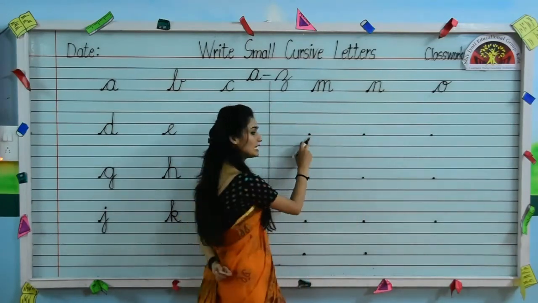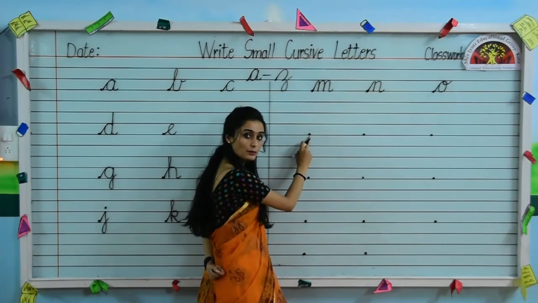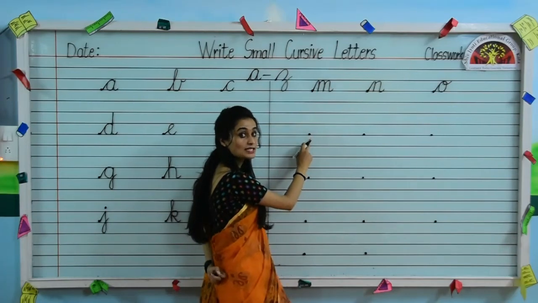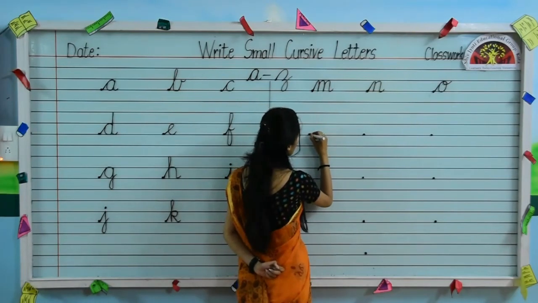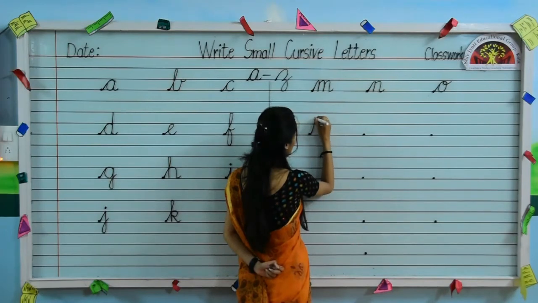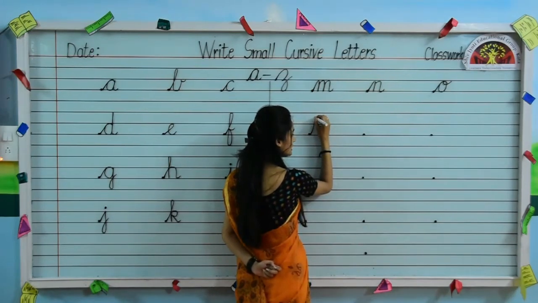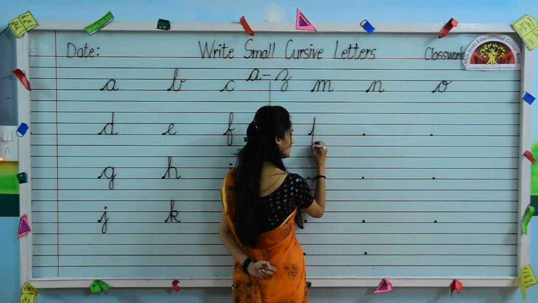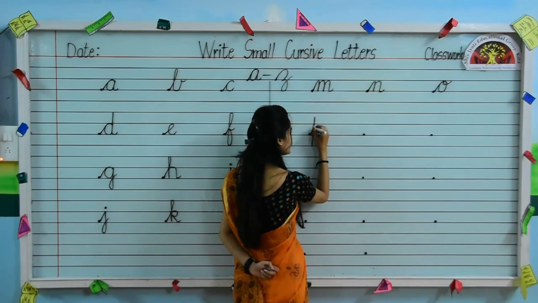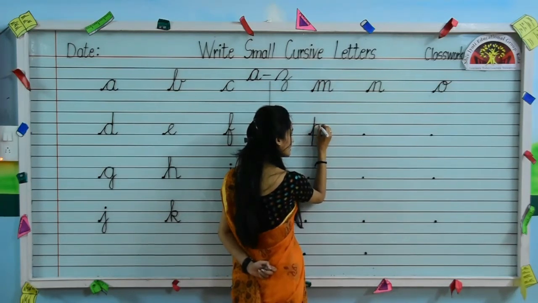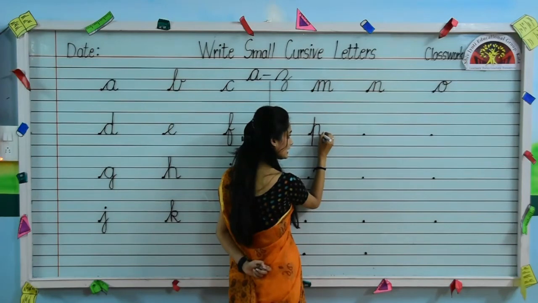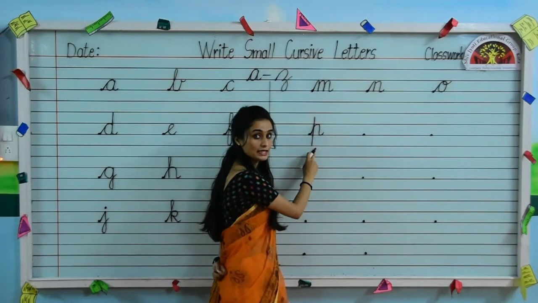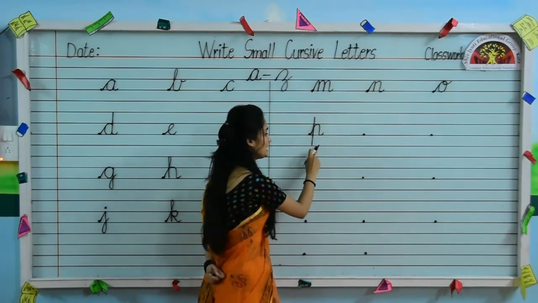Now come on the next line. Tell me fast, what letter will come over here? M, N, O, P. The next one is P. So put your pencil on the dot and go up. Don't touch the first line. Then come down straight till the fourth line. Again go back till the second line, make a curve, come down till the third line and out like this. So this way you have to write your letter P.